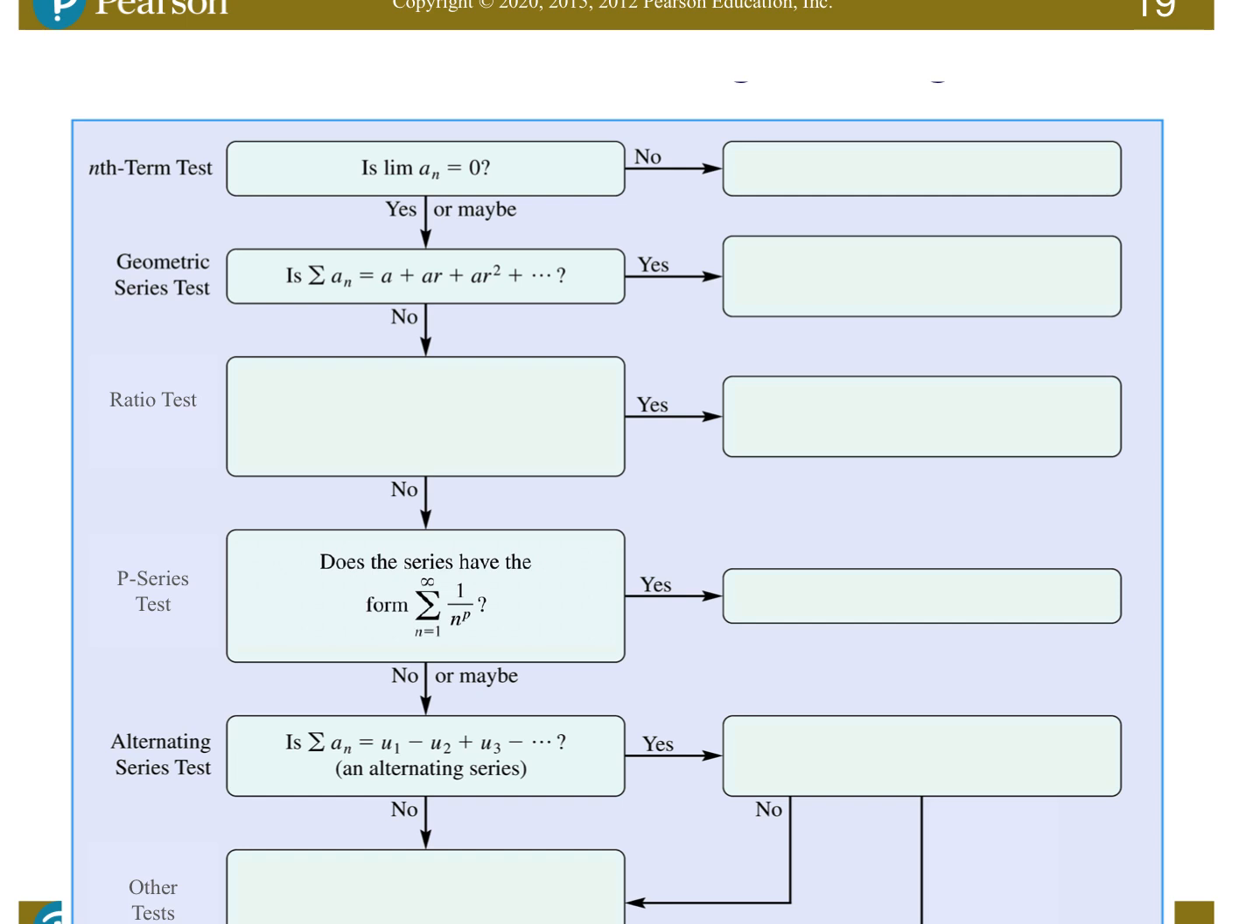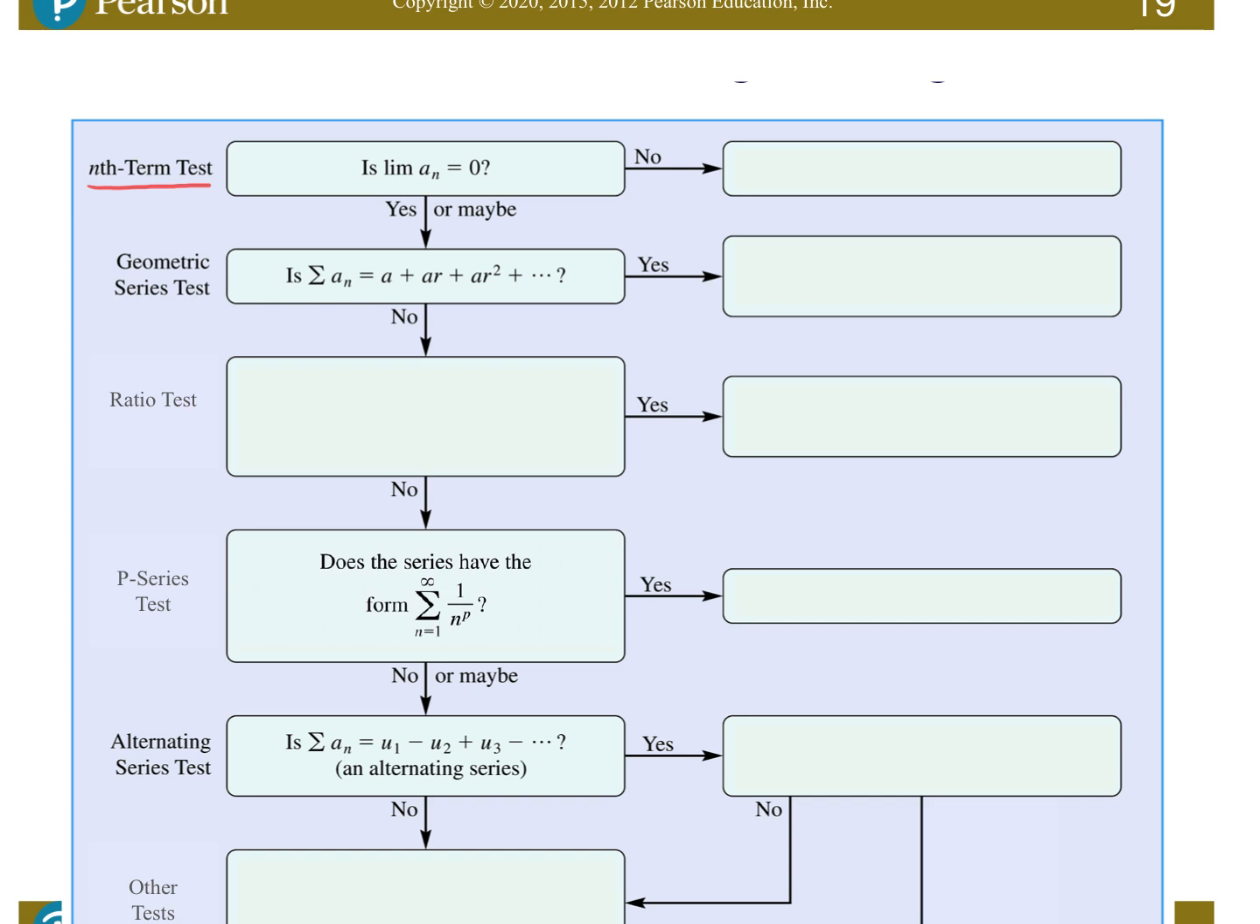So I'm just hopeful that this is going to give us a good sense of the big picture of what we've done in Chapter 9. So in terms of the convergent, divergent tests for convergency or divergency, a good rule of thumb is to always start with the nth term test. It's the easiest one to do, but it is limited to only telling us divergency.